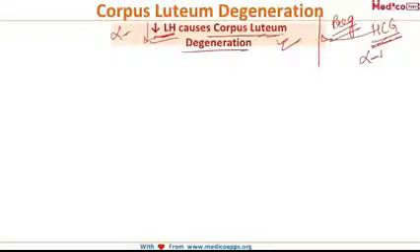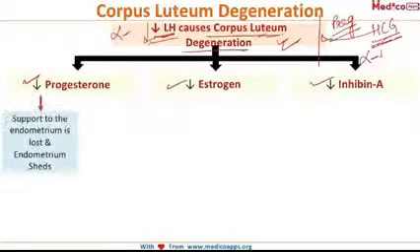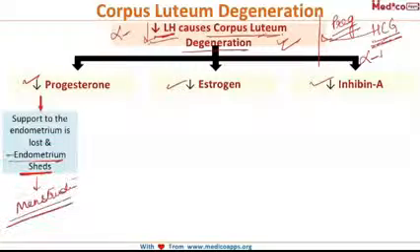And subsequently, there will be decrease in the levels of progesterone, estrogen and inhibin A. Now, this progesterone, we know that it supports the endometrium. So the support to the endometrium will be lost and the endometrium starts shedding. And this is what we call menstruation.